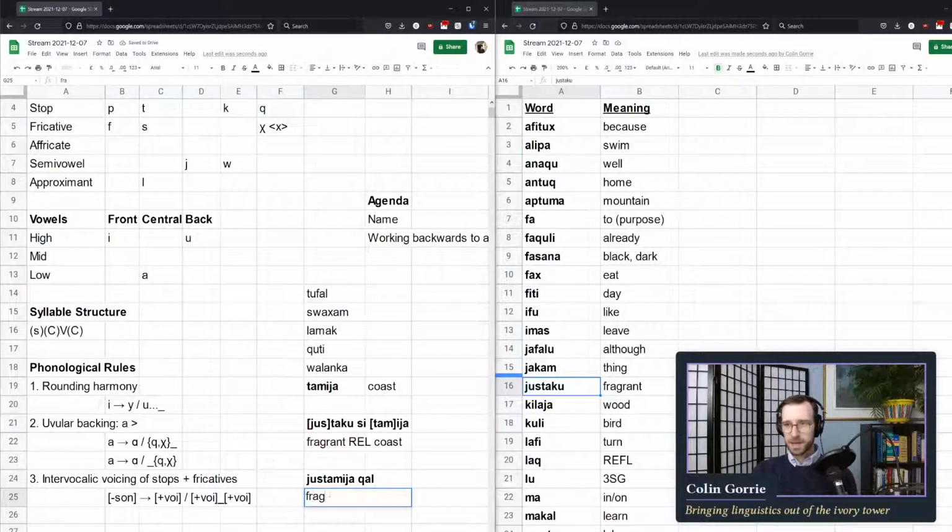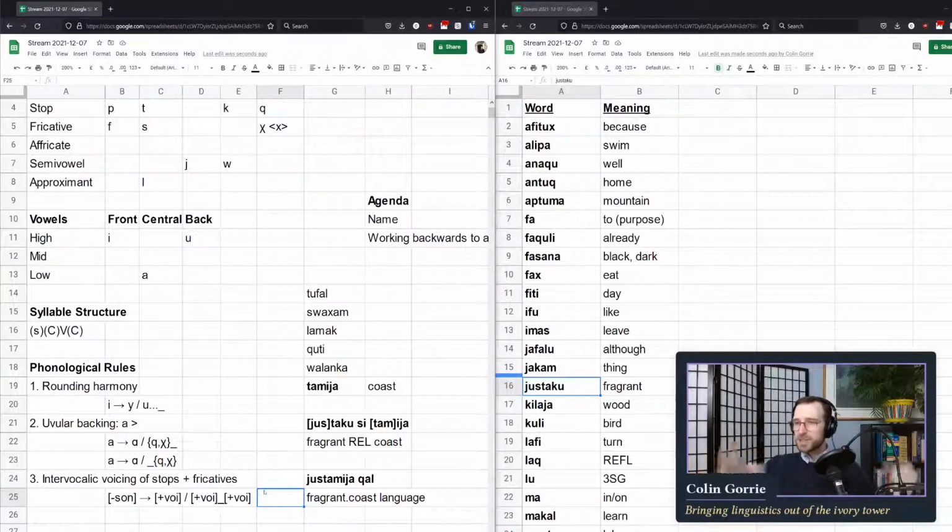So this would be Fragrant Coast language. Yustamiya Kal. But maybe as an exonym, people might just call it Yustamiya. An exonym being what people who aren't speakers, who aren't part of this community, call it. I dig this. Yustamiya Kal. So the fragrant coast language. Okay. Let's let this percolate. Let's sit with this for a while. See how it feels.